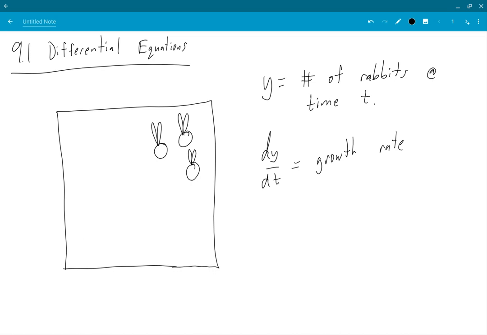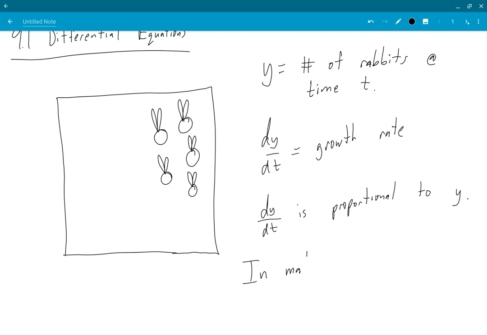Rabbits being rabbits, they will reproduce. So there is a growth rate. We'll make a simple assumption here, which I hope you'll agree with, that the more rabbits I have, the higher the growth rate. We'll say that dy/dt is proportional to how many rabbits I have.